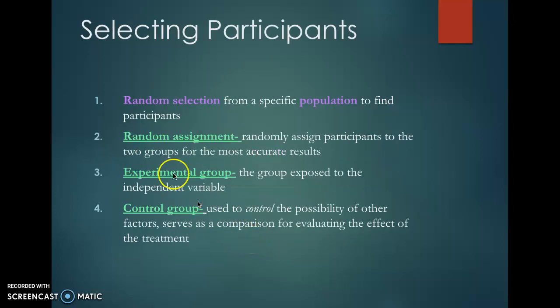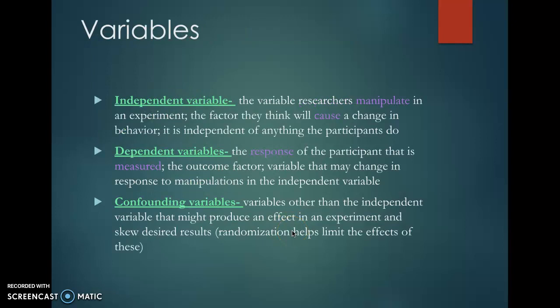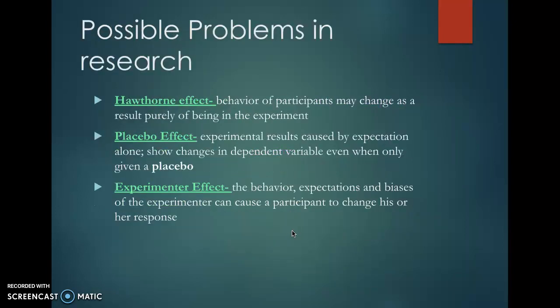Randomization, like random assignment and random selection, is supposed to help limit the effect of confounding variables. Possible problems in research.